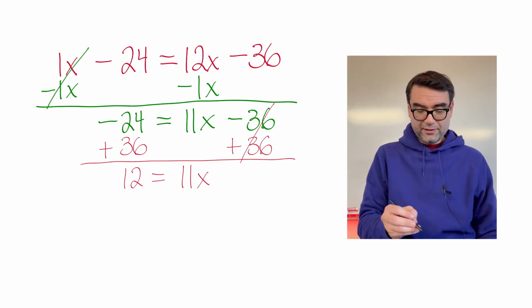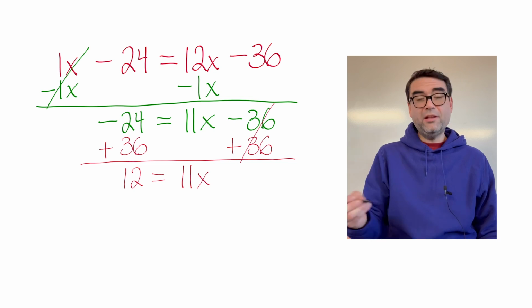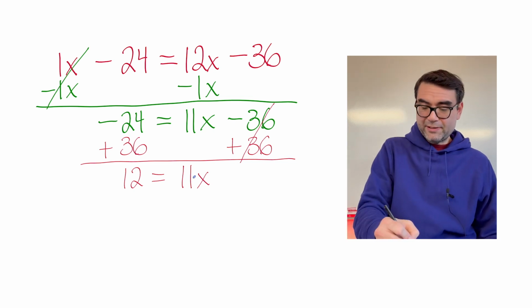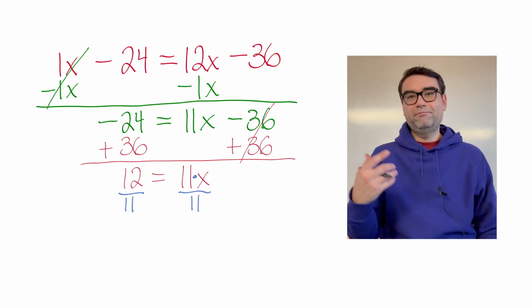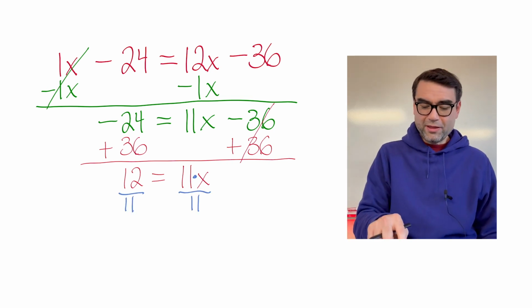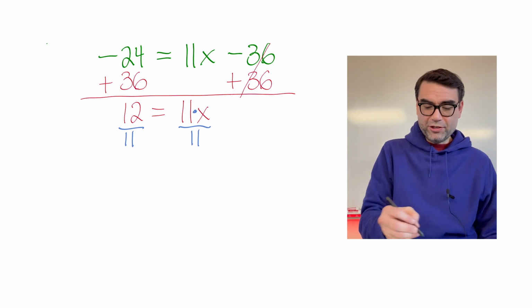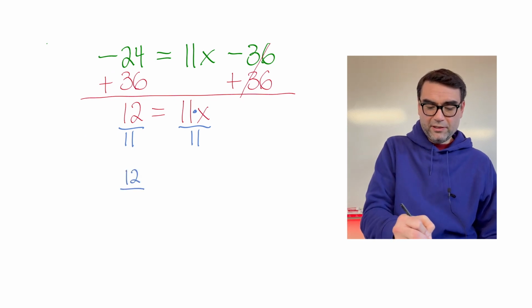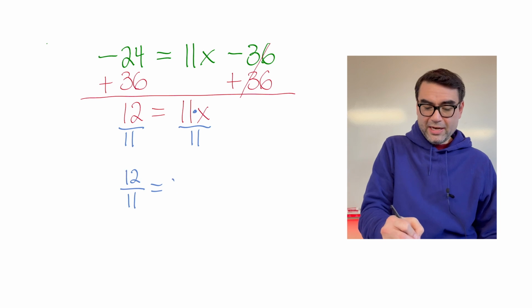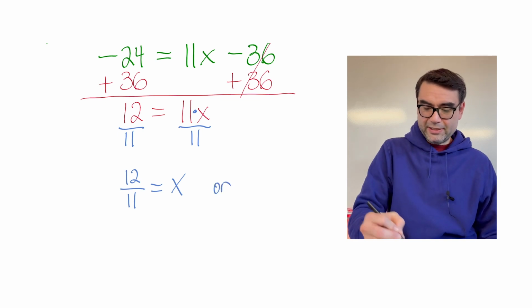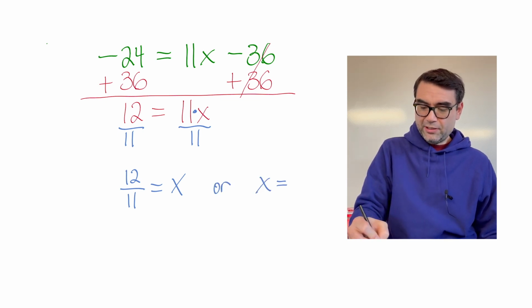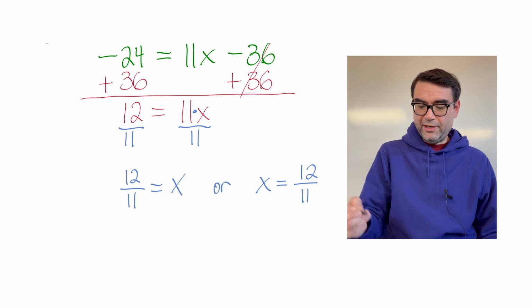In case you don't recall what 11x means, it means 11 times x. So the inverse operation of multiplying by 11 is dividing by 11. This isn't the nicest answer to work with, but here's my final solution. We can say 12 over 11 equals x. Or if you don't like having your x on the right side of the equation, we can also rewrite this as x equals 12 over 11.